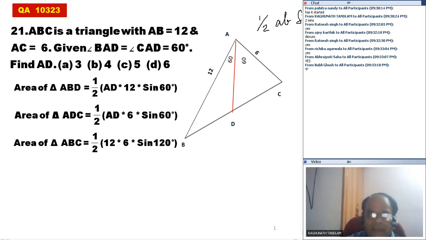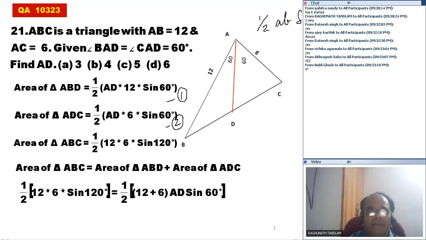When I add equations 1 and 2, will I get the area of the triangle ABC or not? Adding 1 and 2, you get AD is 4.